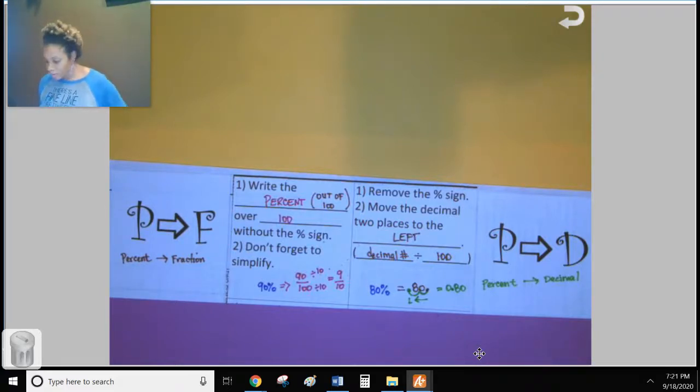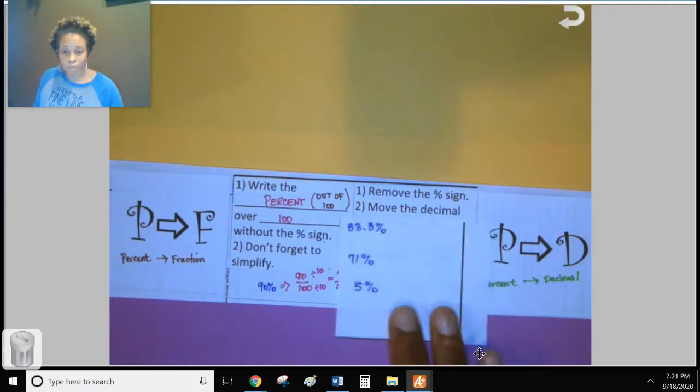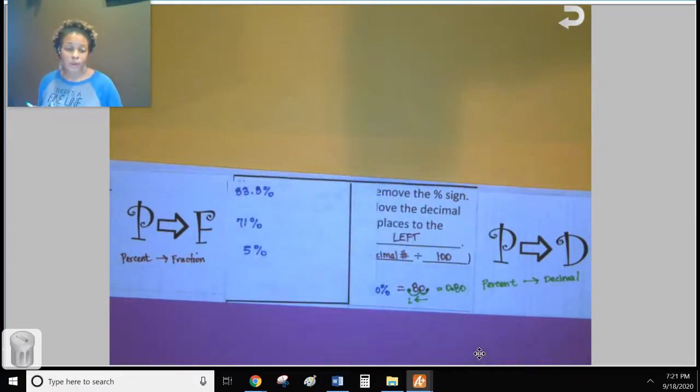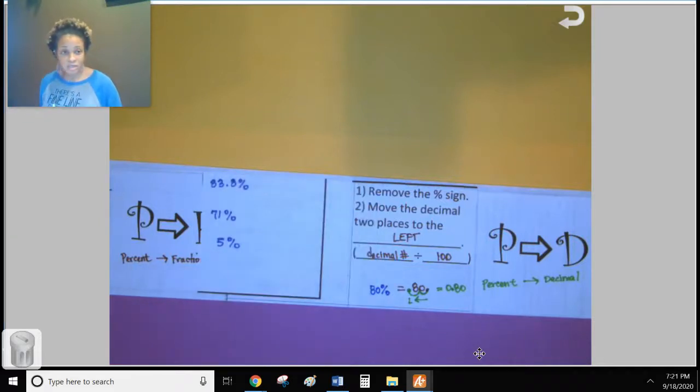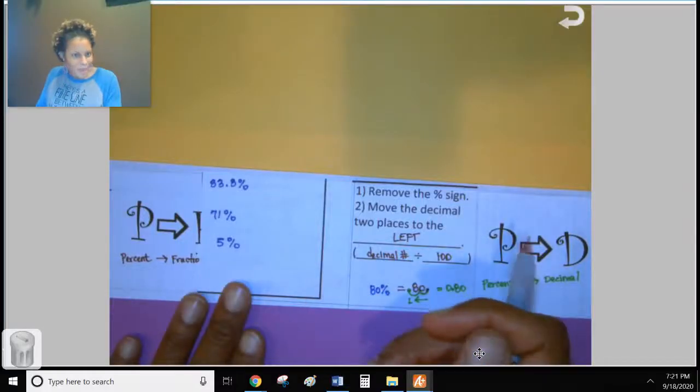Okay, I have some practice problems around here for you guys. Here you go. 33.3%, 71%, and 5%. Write these down, pause, and practice. How would you convert these percents to decimals? 2 places to the left. To the left, to the left. Find that decimal point and move it to the left. Pause, practice, come back.